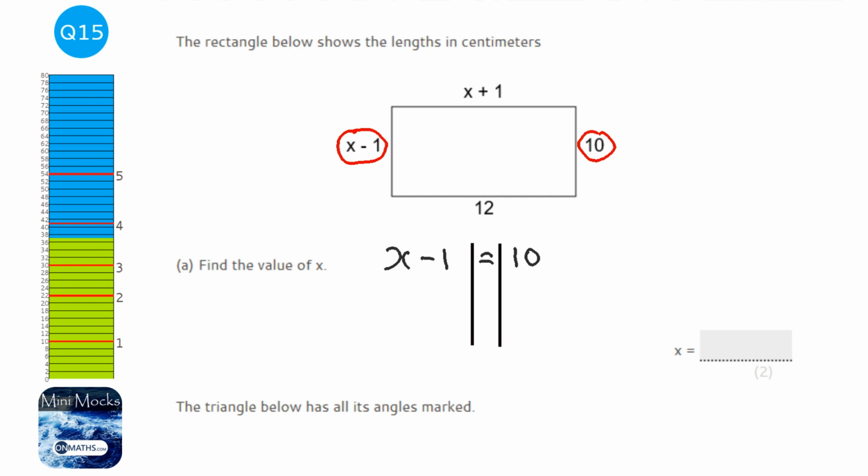Now I want to get x on its own, so what I need to do is add 1 to both sides because of that minus 1. So that will leave an x on the left hand side, and 10 plus 1 is 11. So x is 11. Let's check that. x plus 1, 11 plus 1 is 12. So we're pretty confident we've got the right answer there of 11.